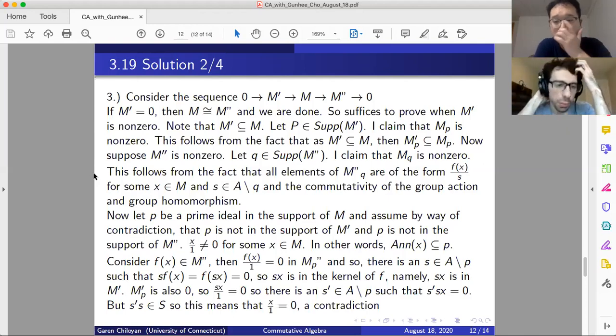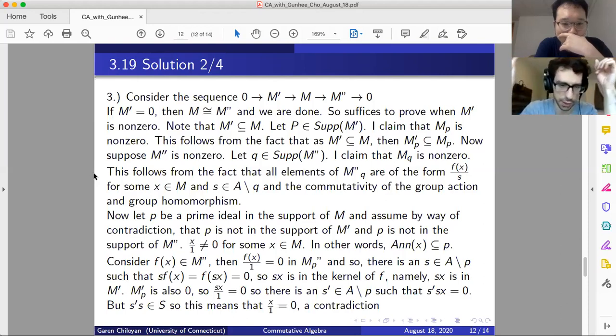Now let's say M double prime is non-zero. So it's the same thing. If it was 0, then M prime is isomorphic to M, and we're done. Let's start over. So like Q being the support of M double prime, I claim that M localized at Q is non-zero. So why is that true? This follows from the fact that all elements of M double prime sub Q are of the form f of x over s for some x in M, and s in A, not in Q. If M sub Q is 0, then all those numerators will be 0, and that makes no sense.